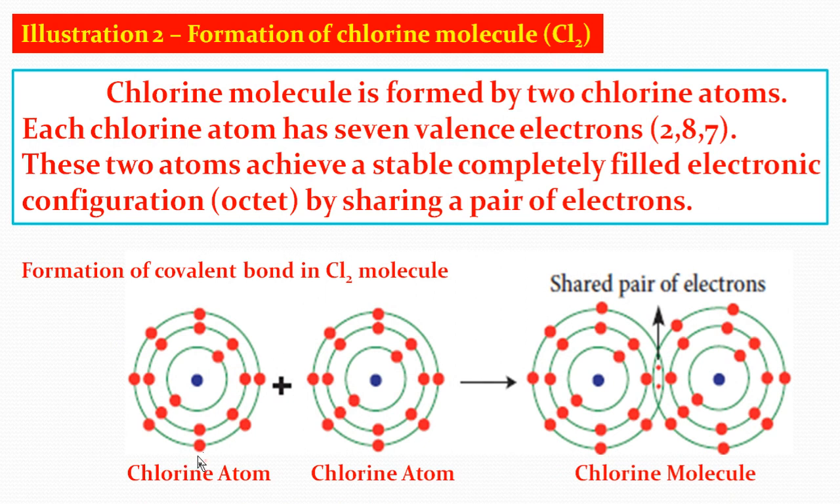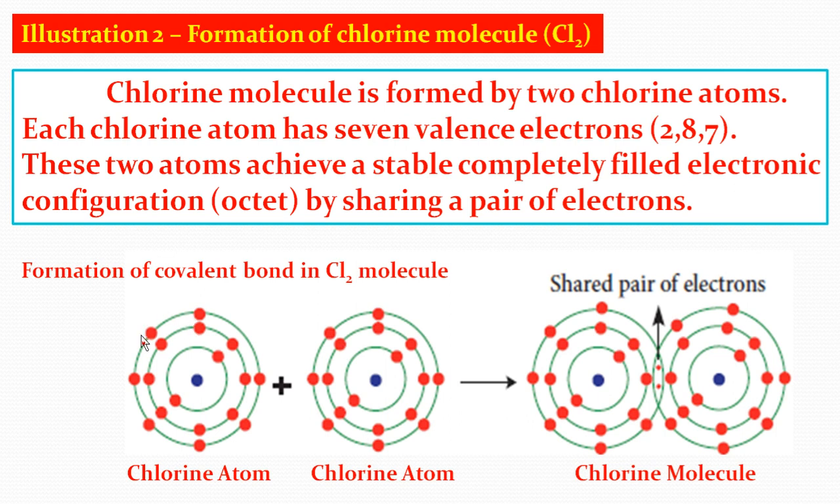Now come to the picture. This is a chlorine atom. This is also a chlorine atom. The atomic number of chlorine is 17. So how to write the electronic configuration? 2, 8, 7. So the valence electrons, only 7 electrons in the valence shell. So they need one more electron to complete the stable octet electronic configuration.